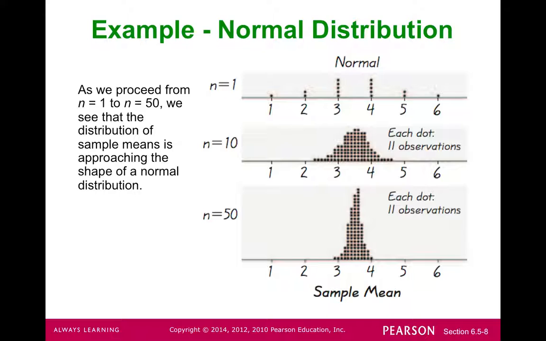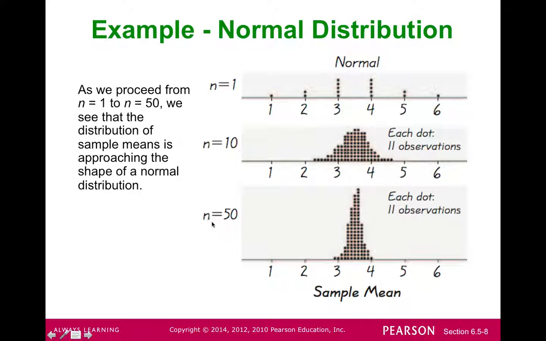So let's read what they have here. As we proceed from n of 1 to n of 50, so here's our n of 1 and down to our n of 50, we see that the distribution of the sample means is approaching the shape of a normal distribution. Okay, so let's look here. This is our n equals 1. You can see that there's not really a great shape here. It kind of goes up and comes down the other side, but it's only loosely that bell-shaped curve. If we increase that n to 10, we see it start to become more pronounced. So here we go, you can start to see it emerge.